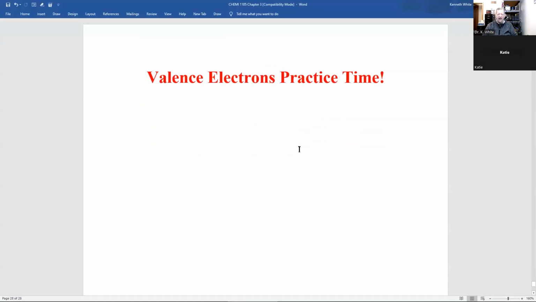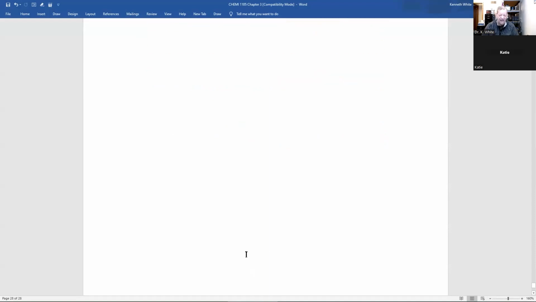So we've done our valence electrons. And if you look at the lower end of the page, I don't know if you can all see it, you should be able to, you see I'm on page 28 of 28. Guess what? We finished chapter 3. And I believe, let's check.